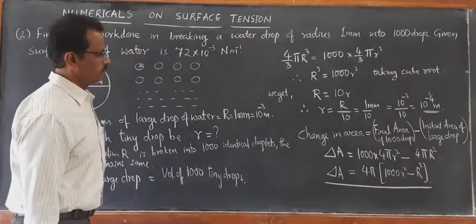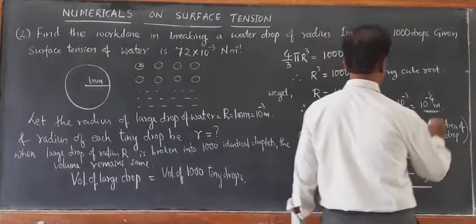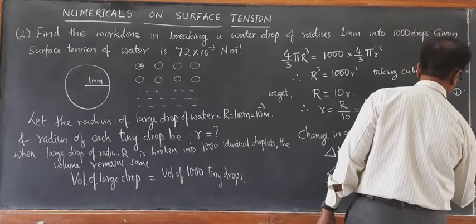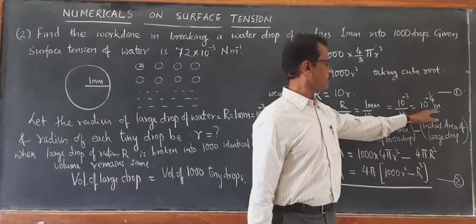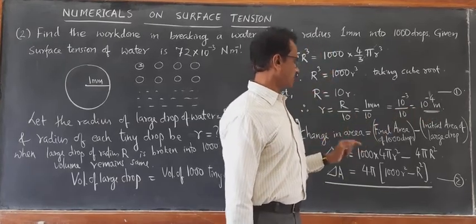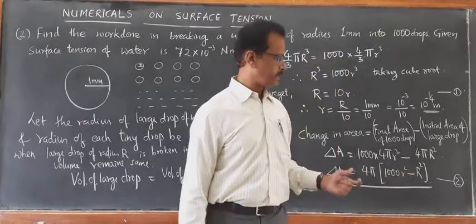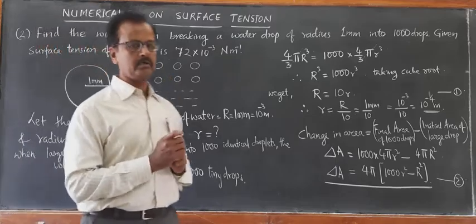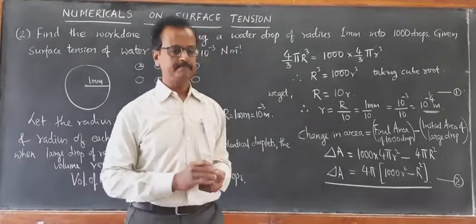Change in area. We can call this equation number 1. This we can call equation number 2. That is, small radius is equal to 10 raised to minus 4 meter and change in area is equal to this value. Now we will calculate the work done in breaking the water drops, as energy per unit area into this change in area.